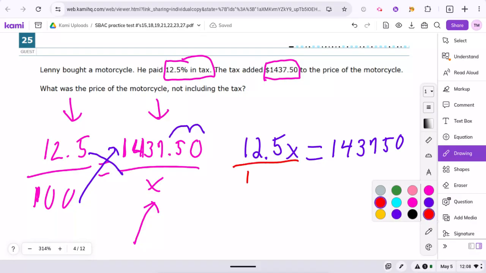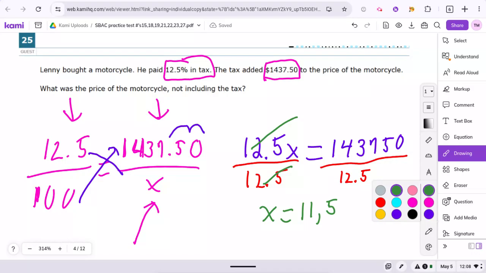So you would divide by 12.5 on this side, divide by 12.5 on that side. So these would cancel, and then you can put that into the calculator. So I would put 143,750 divided by 12.5, and you'd get 11,500. So that would be the original price of the motorcycle.